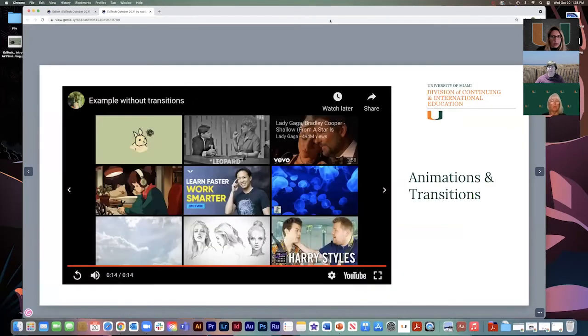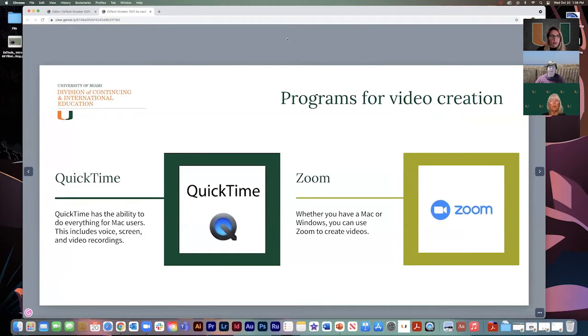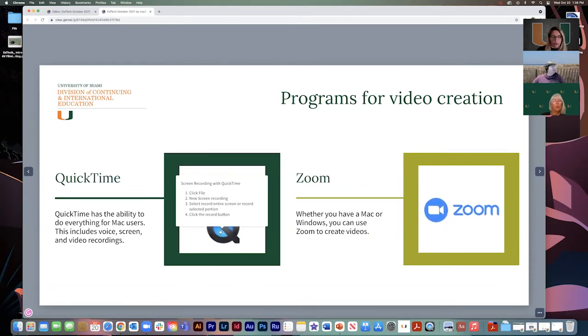Showing you that, I'm going to go back into here and we are going to talk about, so now that the PowerPoint is created, we're going to talk about programs to turn it into a video now. QuickTime is for our Mac users. It has the ability to do voice, screen, or video recordings of yourself. It is a great program. I highly recommend it. If you are following along on our PowerPoint, you can hover over and it shows you the step-by-step instructions on how exactly to use the program to record a screen recording.